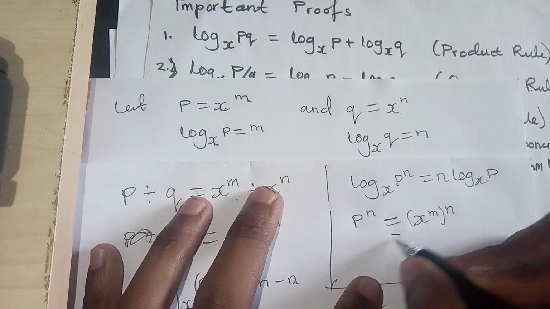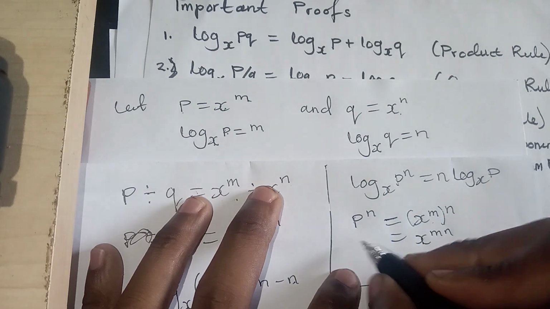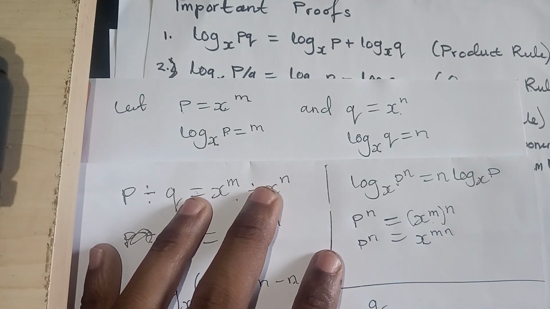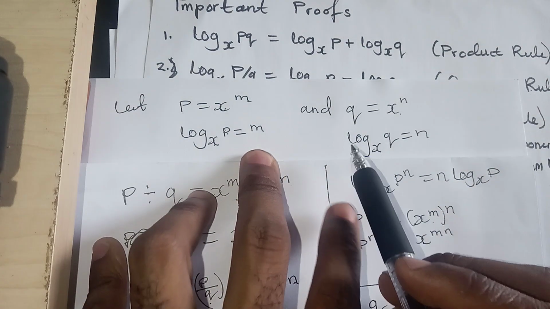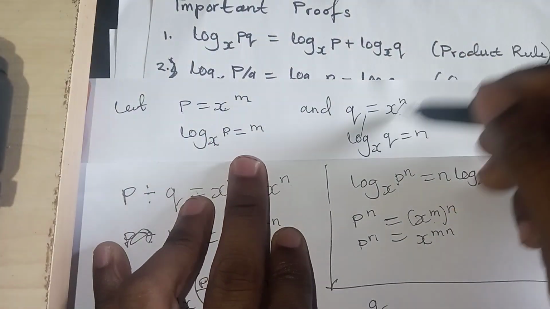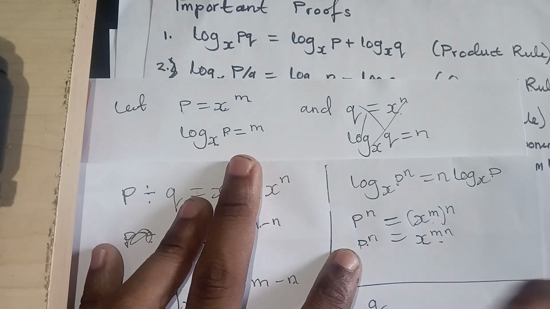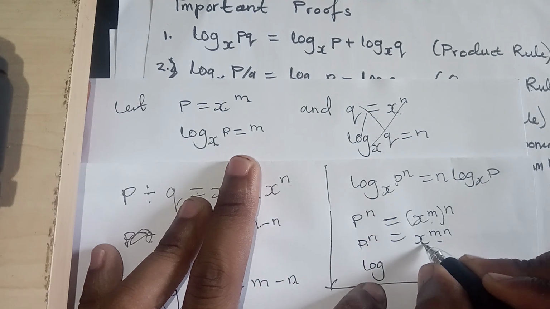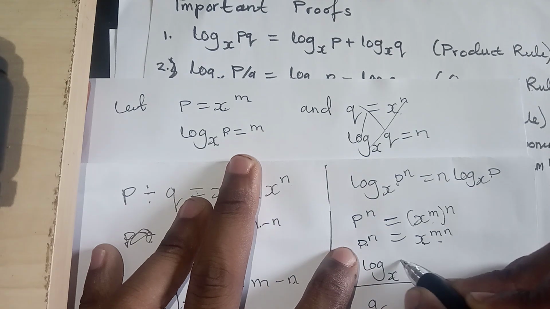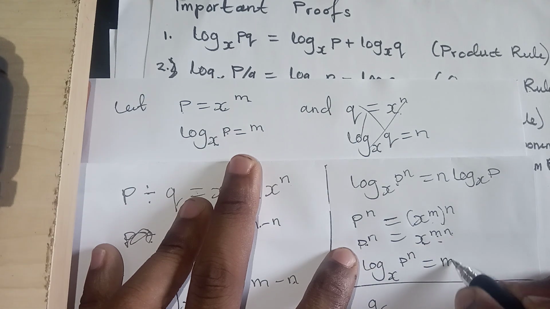Then after this is the same as x to the power mn, and then this side we have p to the power n. And then now, looking at this and this and that, of course we don't need this part anymore. You can just convert this to log form now. So you can say log x. To what power should you raise x to get p to the power n? And the power is mn.